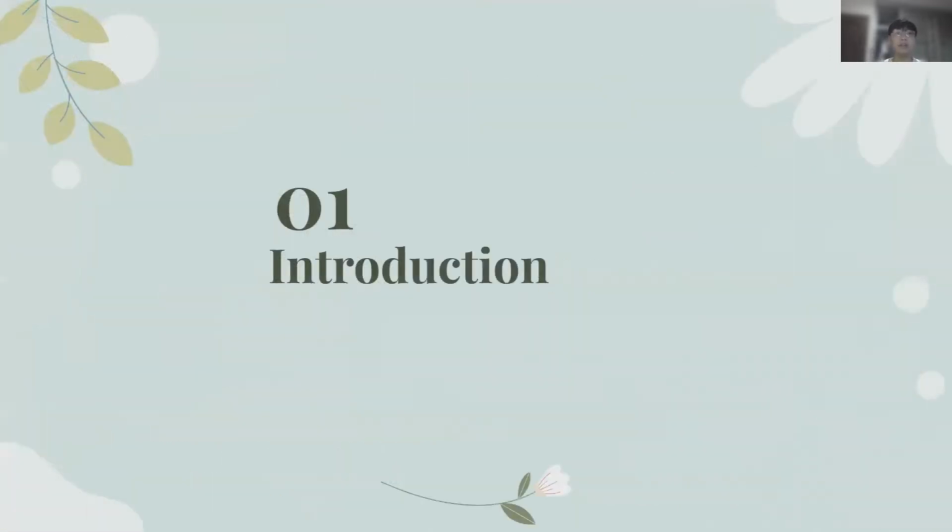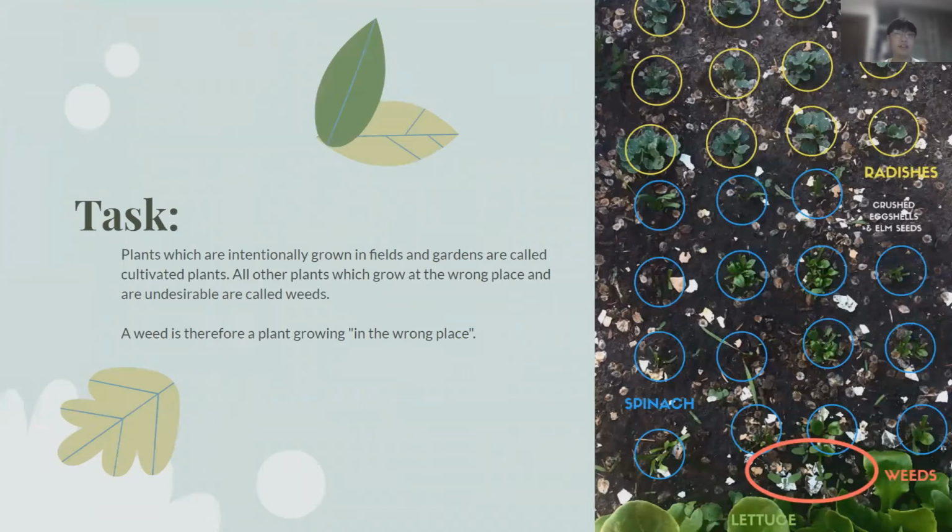A quick introduction to the task is to actually make clear the definition of a seedling versus a weed. Plants which are intentionally grown in fields and gardens are called cultivated plants. All other plants which grow at the wrong place or are undesirable are called weeds. A weed is therefore a plant growing in the wrong place. This applies to seedlings as well.